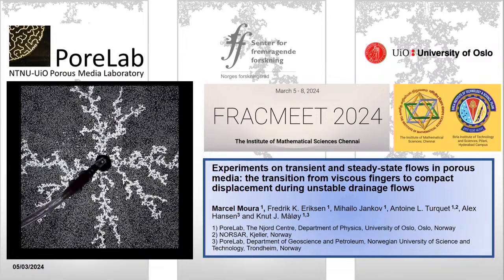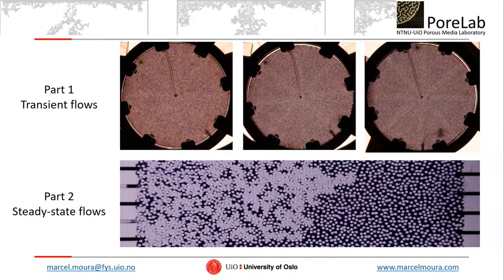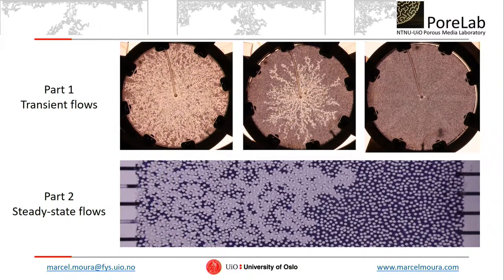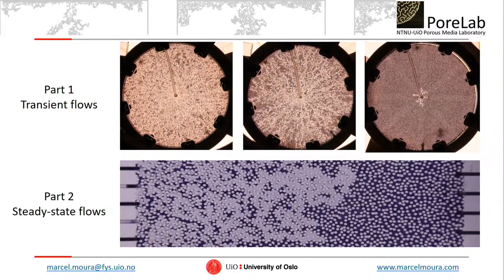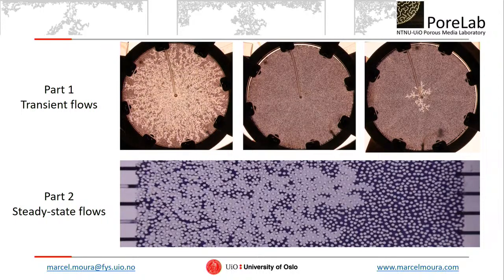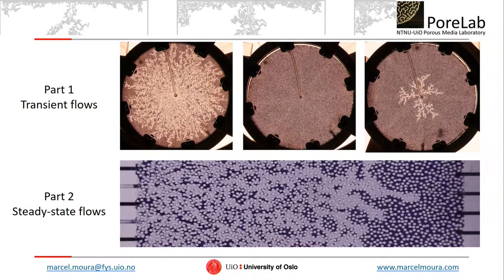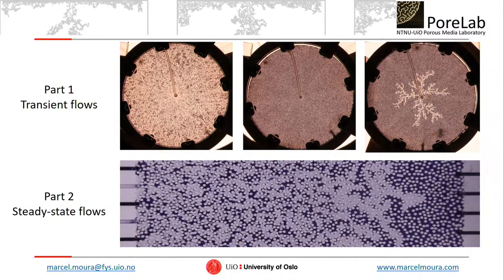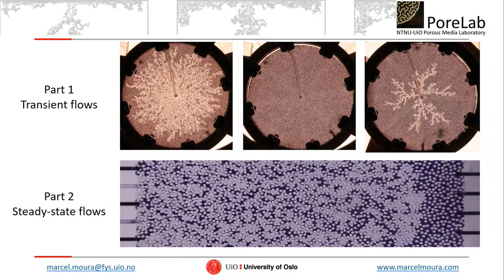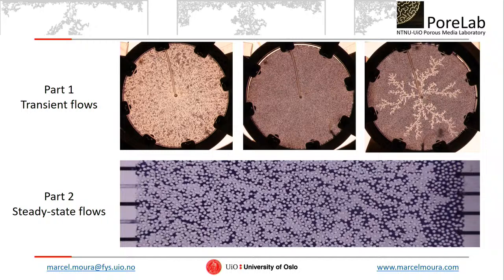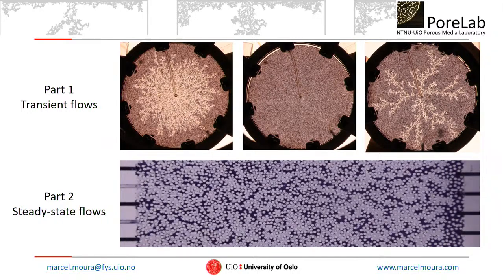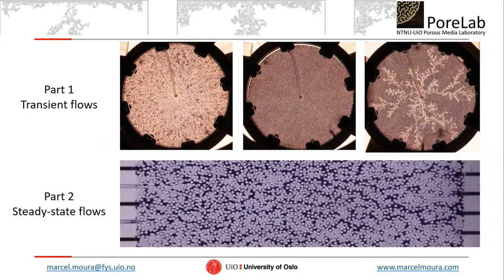Okay, so here you have a little video of an experiment. I'll be talking more about that later on. So there will be two parts in the talk. The first one is transient, the second one is steady state. And what you see here is injection of air, in this case, into a porous medium that is filled with another liquid. It's a liquid that's more viscous than air, so that's why you get viscous fingering like that. This is what this type of behavior is called.